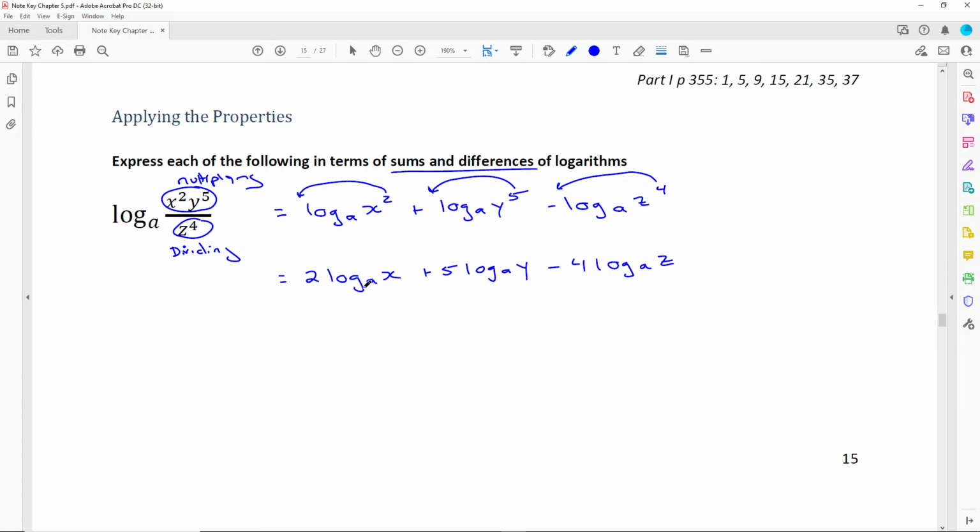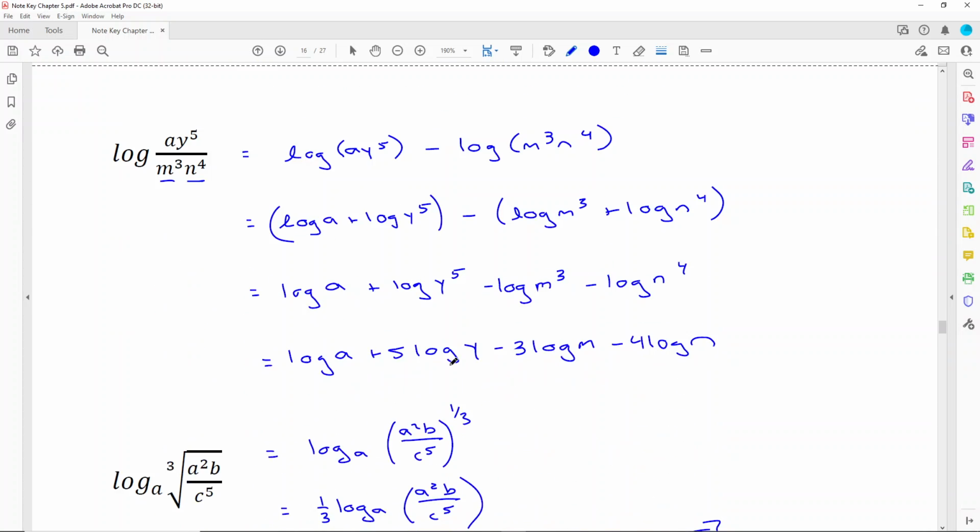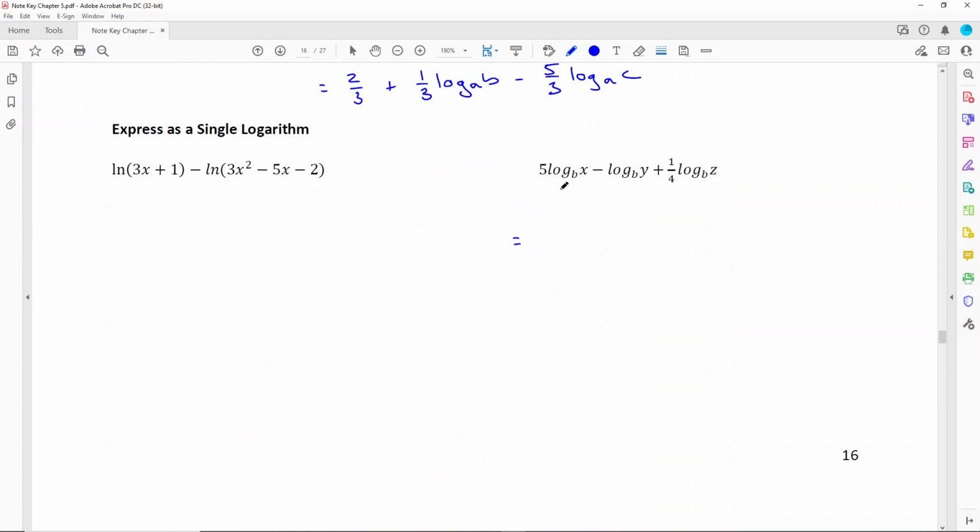So what did we do last? Well, we brought the exponent down. So the first thing we're going to do is bring the exponent back up. We're going to do the reverse of the power rule. So I'm going to write this as log to the base b of x to the 5 minus, there's no coefficient, so log to the base b of y, plus log to the base b of z to the quarter.